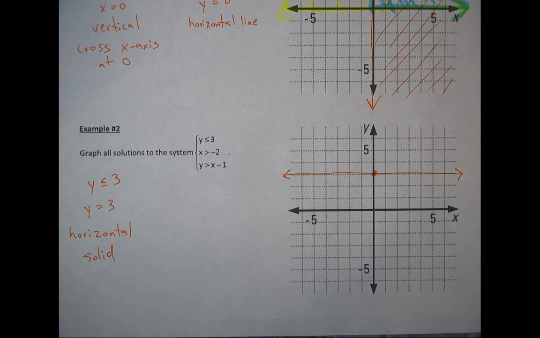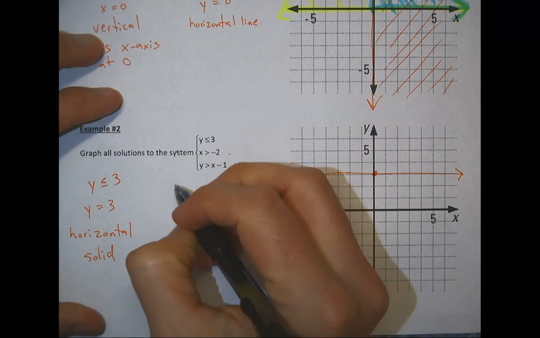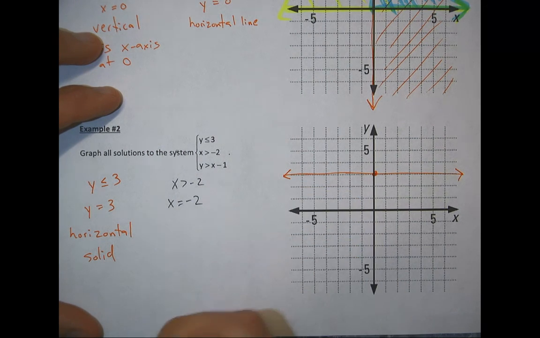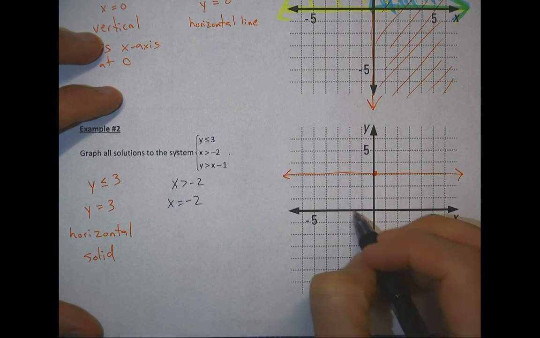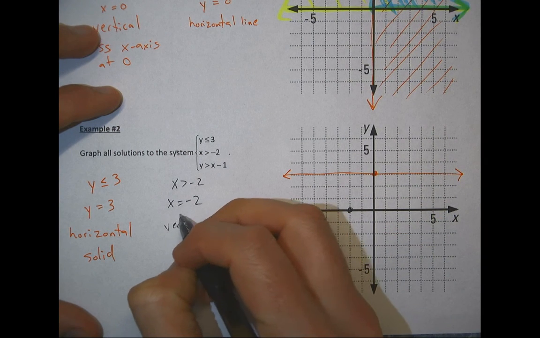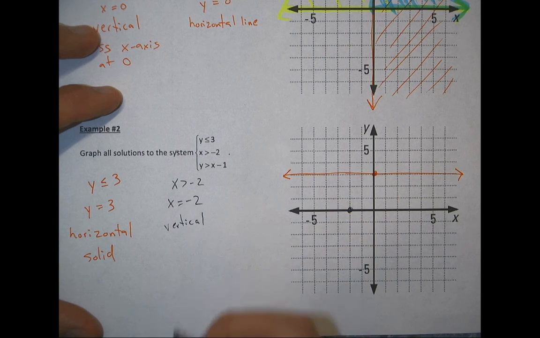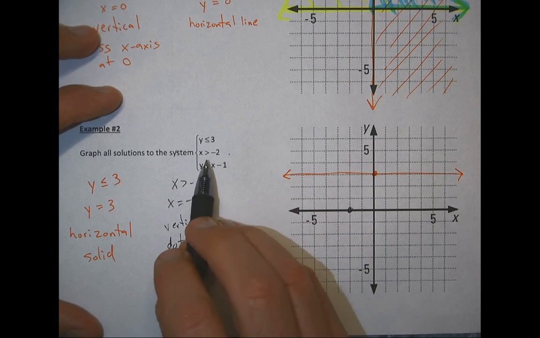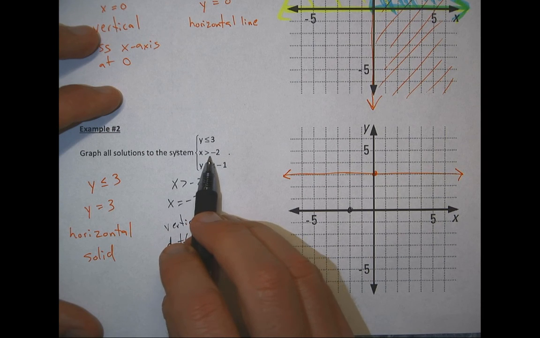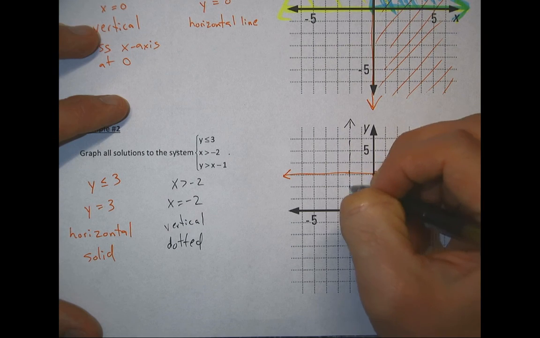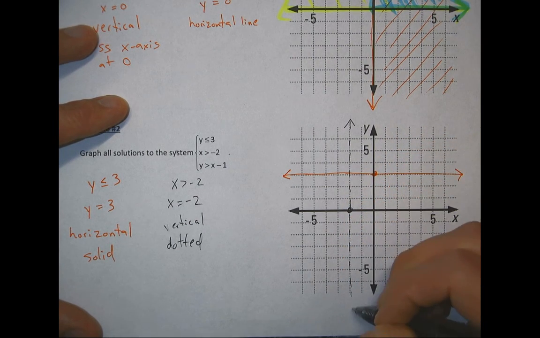Okay, next. x is greater than -2. That's like x is equal to -2. So I'm going to come to my x-axis and find -2. That's the point that it's going to hit. This is a vertical line, and this one's going to be dotted, because it doesn't have the equals underneath. So it's going to go straight up and down and be dotted.